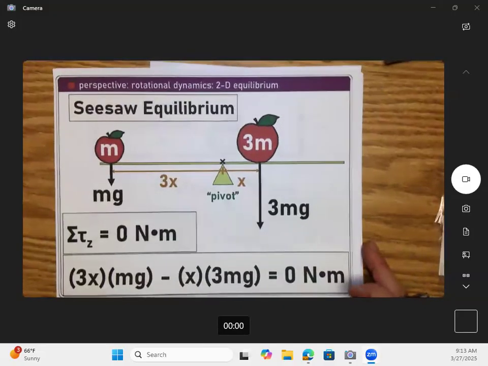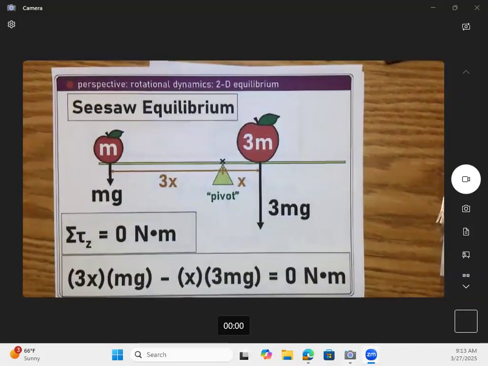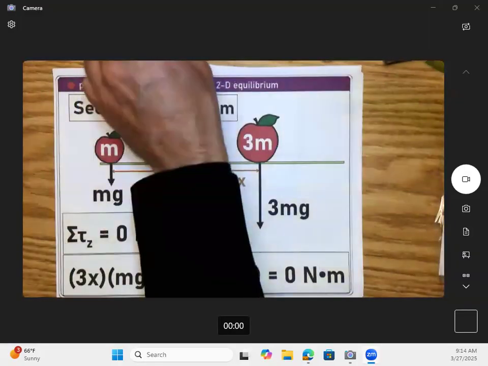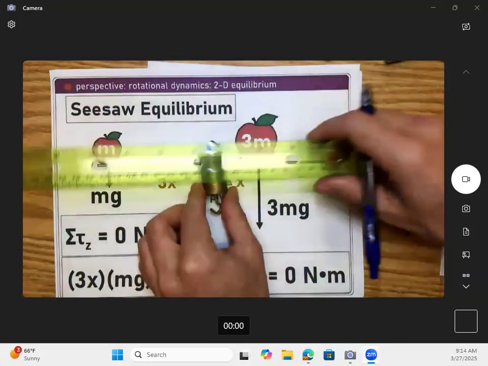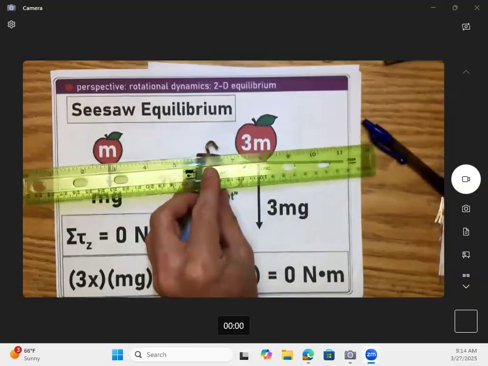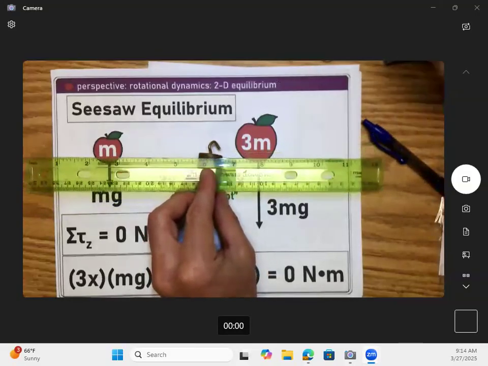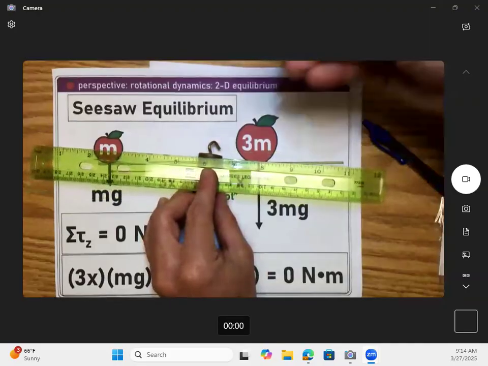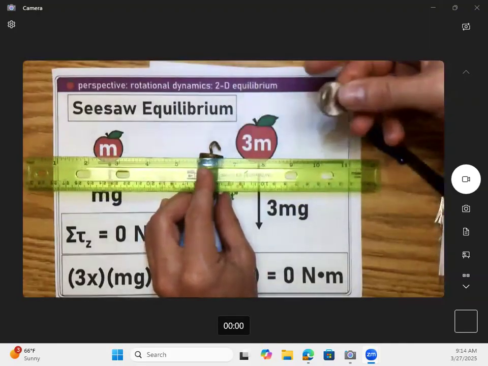Okay, so you guys remember seesaw equilibrium? Here I can set up one right here. Let's say here's my pivot point. Here's my ruler, which is pretty light mass. What if I want to know, let's figure out what's the mass of a quarter? You guys know what's the mass of a quarter? I don't know. Let's find out.